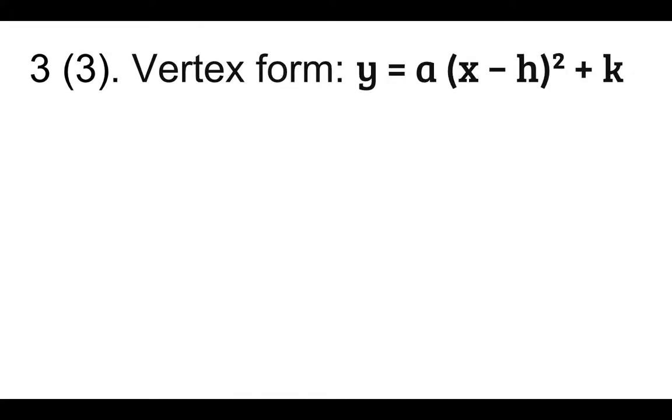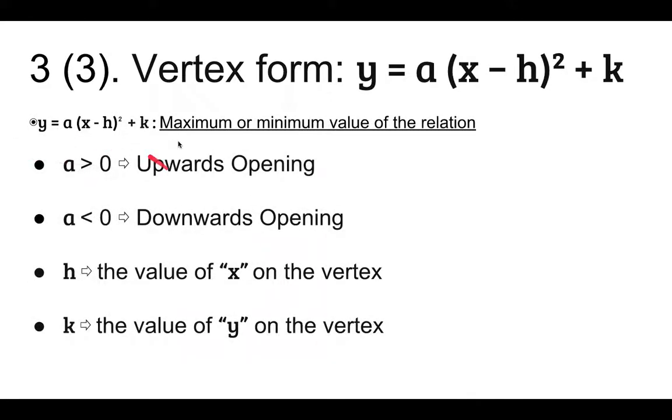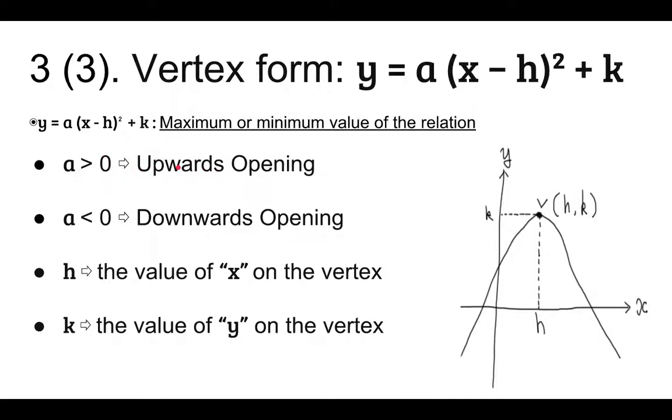So vertex form. Vertex form gives the maximum or minimum value of the relation. It is the same, but the value of h is the value of x at the vertex, like this. This is the vertex point. The value of x at the vertex is h. The k is the value of y at the vertex.